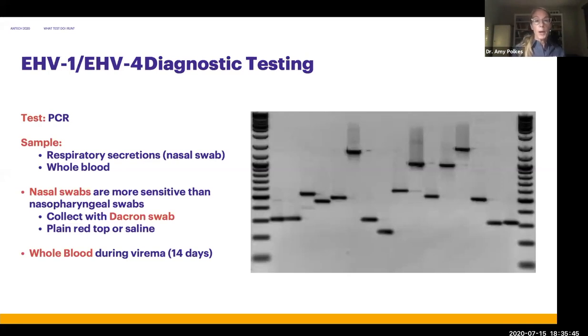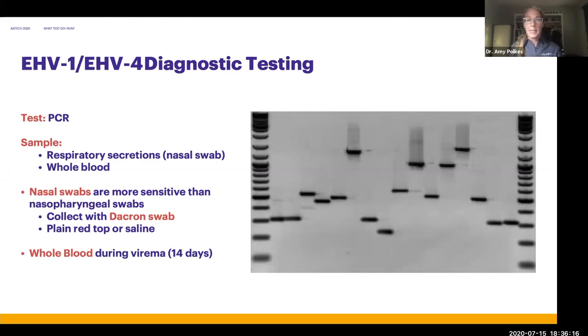And then you want to put it either in a plain red top or saline. Some different labs have their choice of preference. We send ours to UC Davis, and I think they prefer it not in saline, but it can go in saline. It just can't go into a culturette. And we do get that, and that can be frustrating because you certainly can't do PCR once it's been put into culture media. And then whole blood, which happens during the viremia.